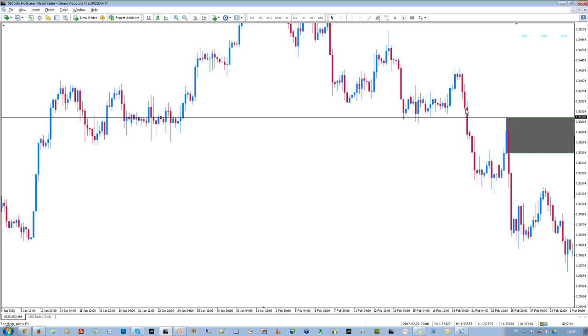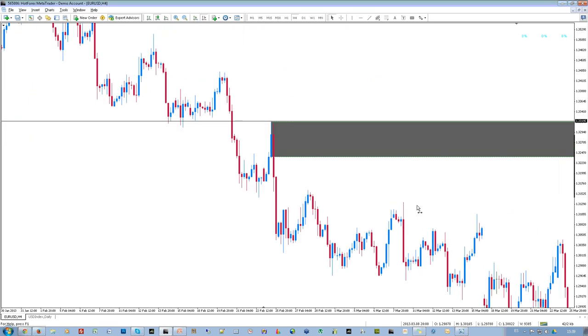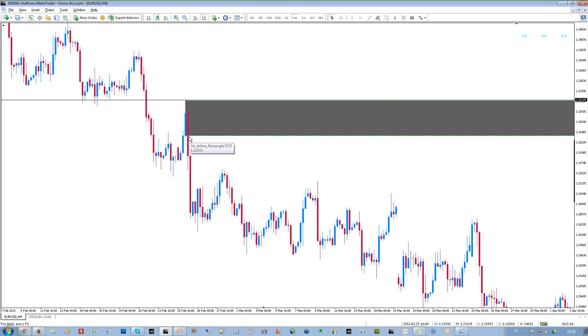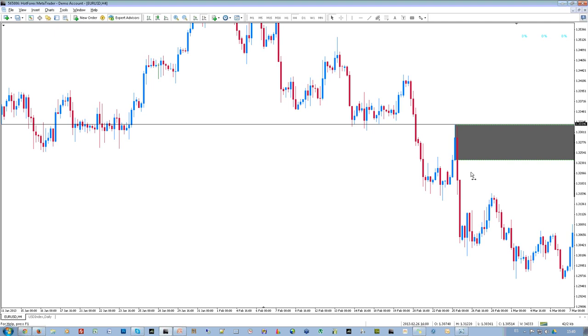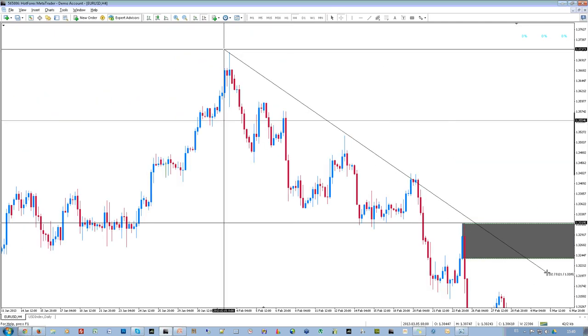Original because we look up and left, and it is not a reaction to an area. And this level is fresh because we look down and right to assess if this is original or not. So this level was original. This level is good for countertrend because it is original.